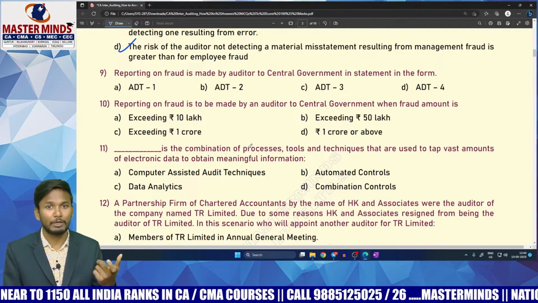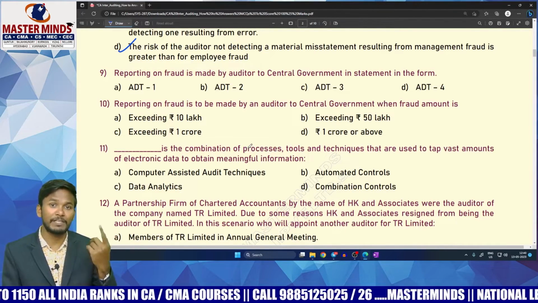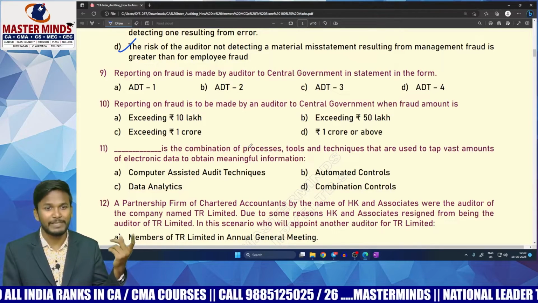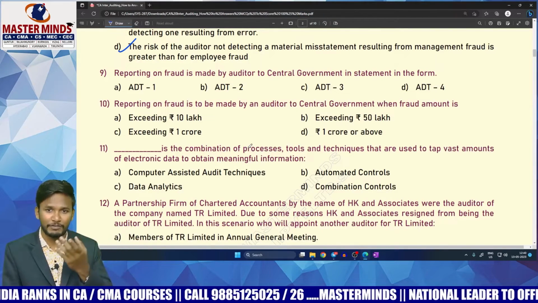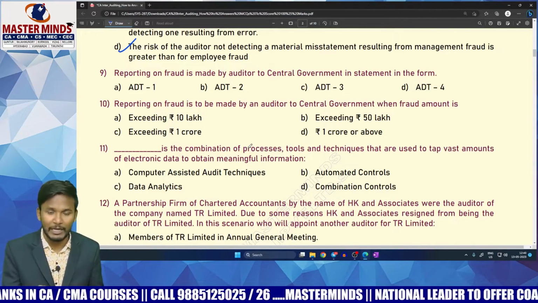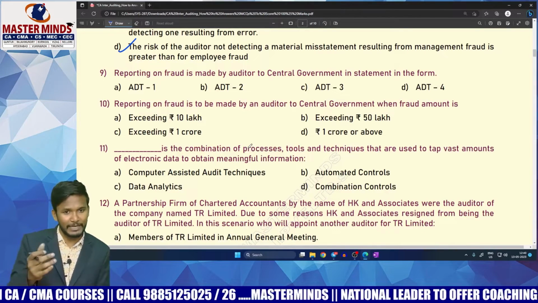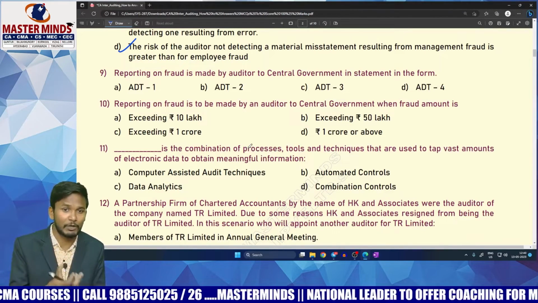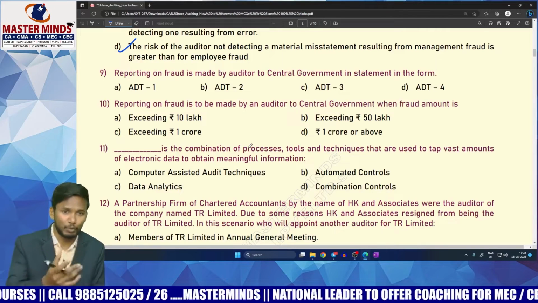ADT 2 talks about the company wanting to remove the auditor under 140 subsection 1 by passing a board resolution. Within 30 days you have to inform the central government. After that you will wait for the permission of government. From that date you will take 60 days of time for conducting a shareholders EGM. That's covered in ADT 2.